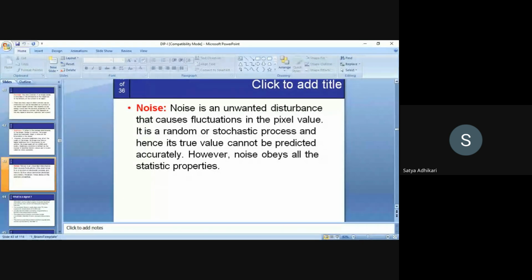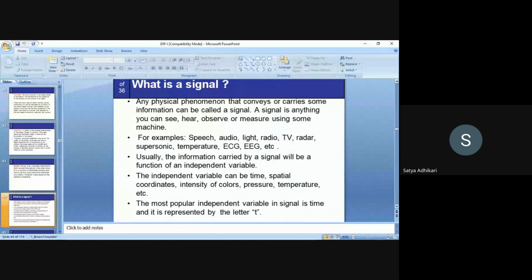When we are transmitting an image, various factors in between affect the value of the pixel. There may be some external electric field, external magnetic field, and other wave particles which can affect the pixel value. So if the pixel value changes, you will not get the original image of the object. That is noise, which you don't need.